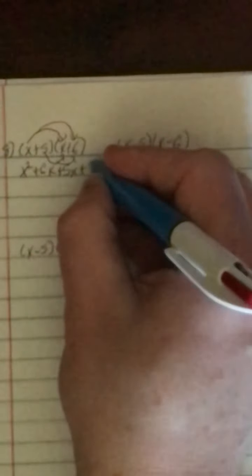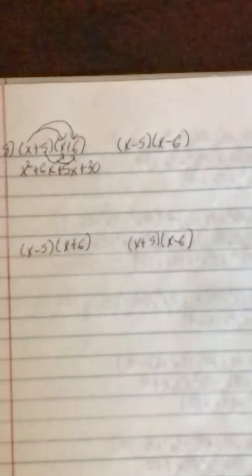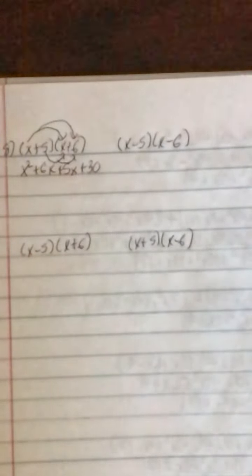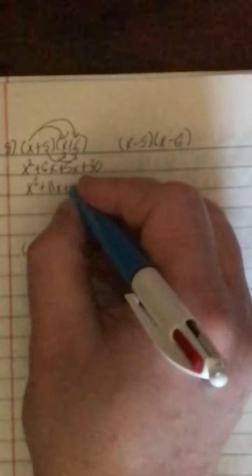So what do I do? X times x, x squared. X times 6 plus 6x. 5 times x plus 5x. 5 times 6 plus 30. Guys, this problem was meant for you to make sure that you're not messing up on negative signs. This one's very straightforward. X squared plus 11x plus 30.